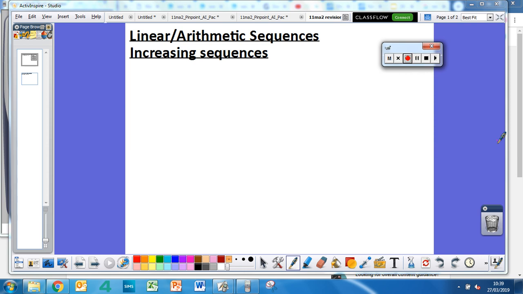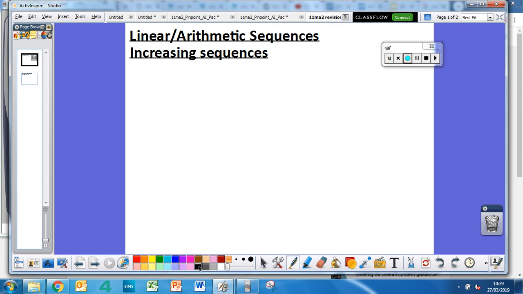Revision video on linear, or as they are now called quite often in exam questions, arithmetic sequences. There are two key types of sequences. There are ones that increase, so the numbers are getting bigger. Ones that decrease, they're getting smaller. I'm just going to show you a few examples that I'm just going to make up off the top of my head.